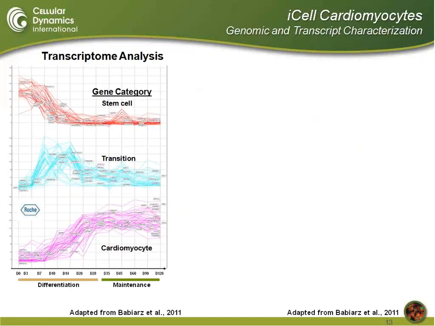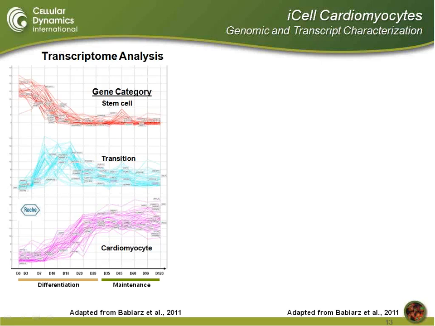So going into the iCell cardiomyocyte characterization, we'll start with the genomic and transcript characterization. So on the left-hand side, what I have is a transcriptome analysis. This was performed by Roche and is published in Babieres et al., where they took our cells, starting at the IPS cells, through the differentiation, and then with additional time in maintenance and culture. And what you can see here is at the beginning, the stem cell genes, which were categorized by Roche algorithms, show that essentially all the cells were stem cells. The transition genes were off, as well as the cardiomyocyte genes.